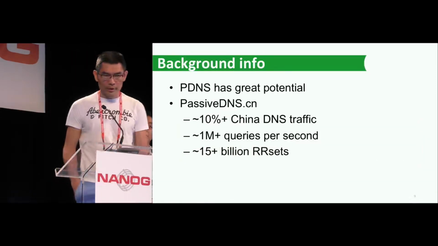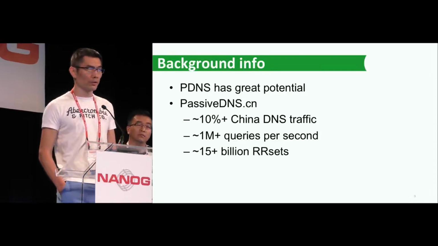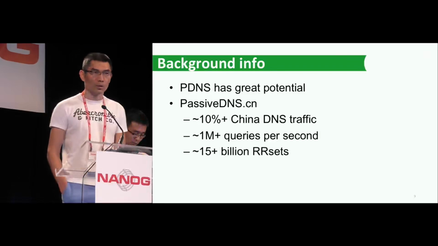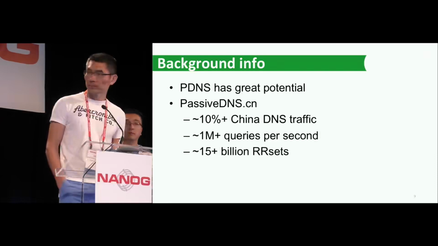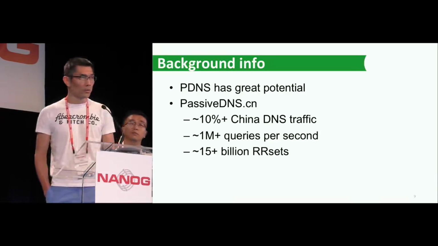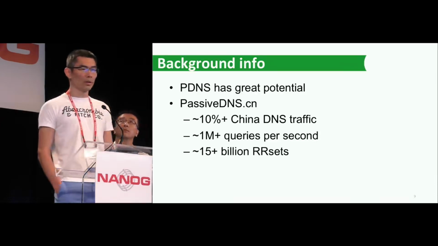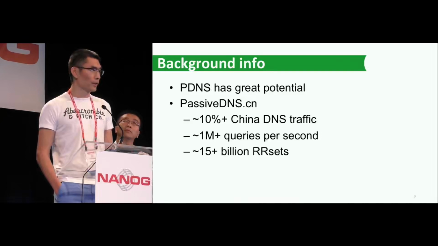So passive DNS has very great potential in the security community, and more companies are starting to use it. And that's why we run our own passive DNS system. It's passivedns.cn. And also, if you're a security researcher, you can go there and apply for an account. It's free. The platform currently covers more than 10% of all Chinese DNS traffic. On average, we see more than 1 million DNS queries per second. And altogether, we have 15 billion plus RRs.